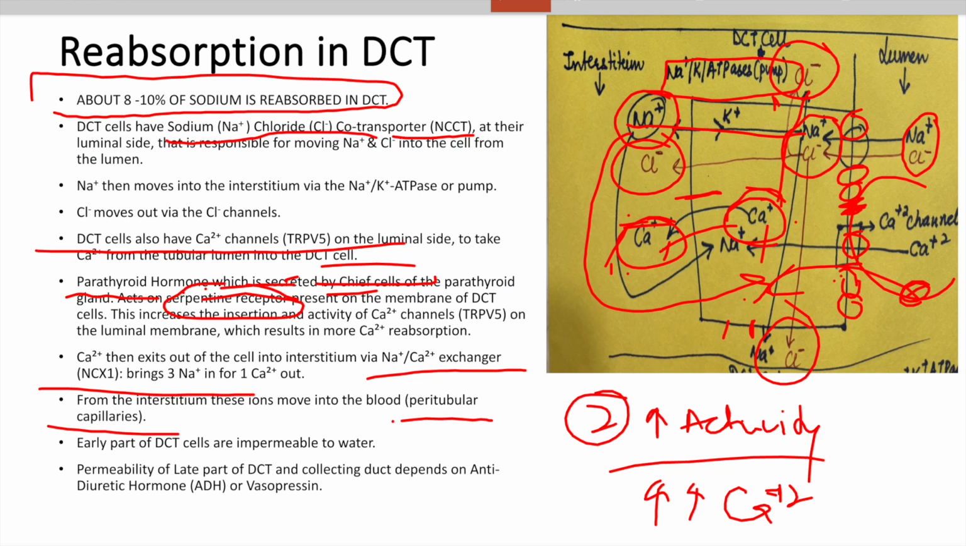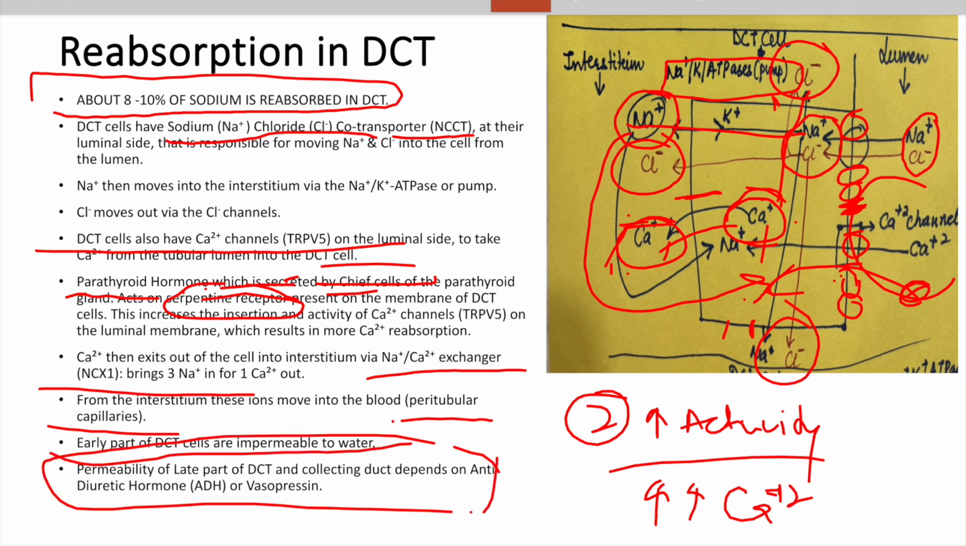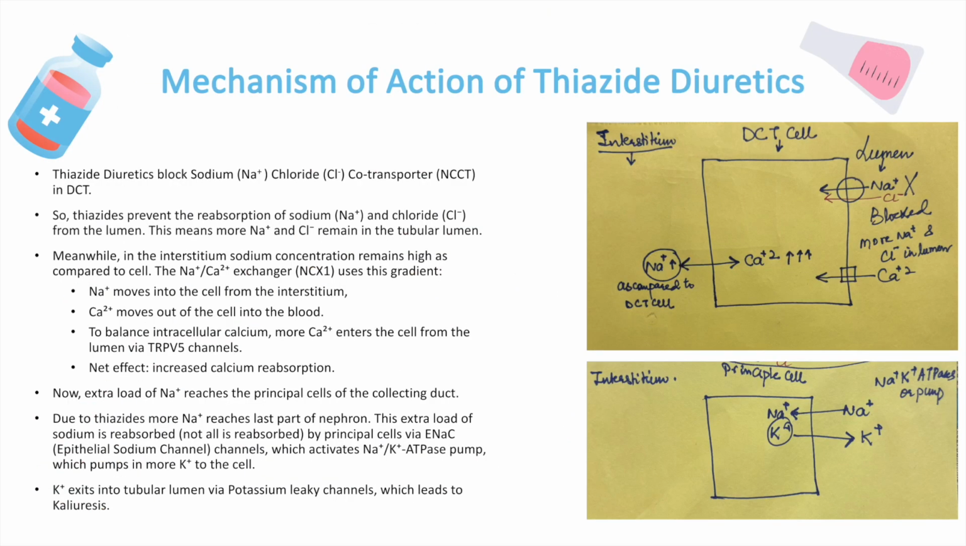One more thing about the distal convoluted tubule is that the early part is completely impermeable to water. For the late part of the distal convoluted tubule and the collecting duct, the permeability depends upon antidiuretic hormone. If antidiuretic hormone, or vasopressin, is released, then through aquaporins this last part of the distal convoluted tubule and the collecting duct becomes water permeable. Now, let us see how these thiazide diuretics work.